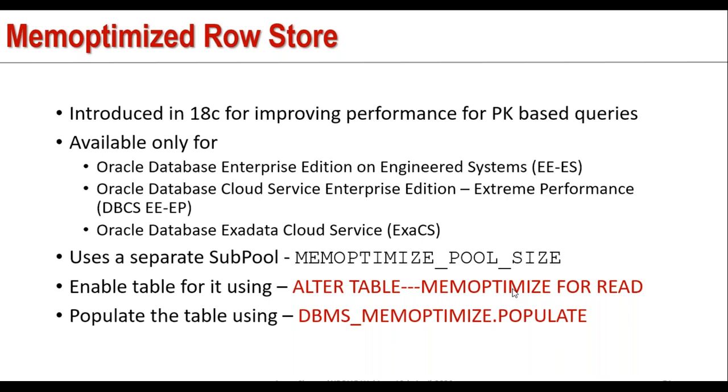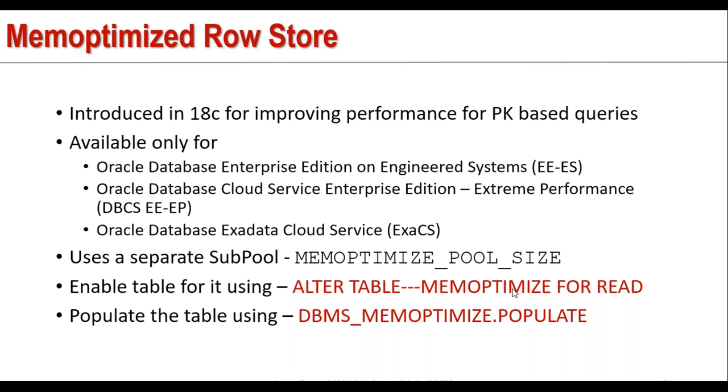Your table has to be qualified for it by using the ALTER TABLE command and then saying MEMOPTIMIZE FOR READ. After your table is qualified, you have to load this table into the memoptimize pool by using the DBMS_MEMOPTIMIZE package. Once that is done, the read is going to be very, very fast because they are going to read your data or your buffers using the internally created hash index.